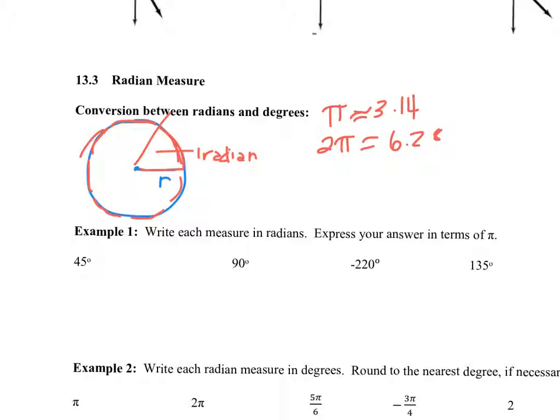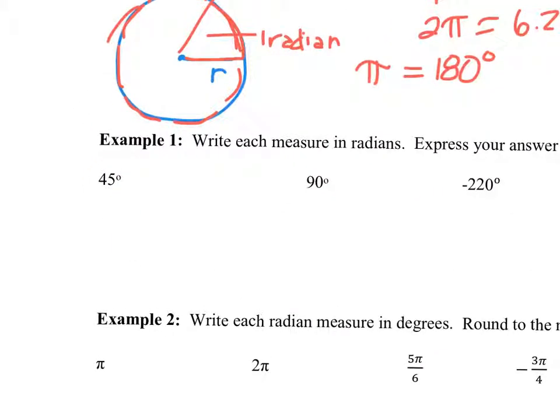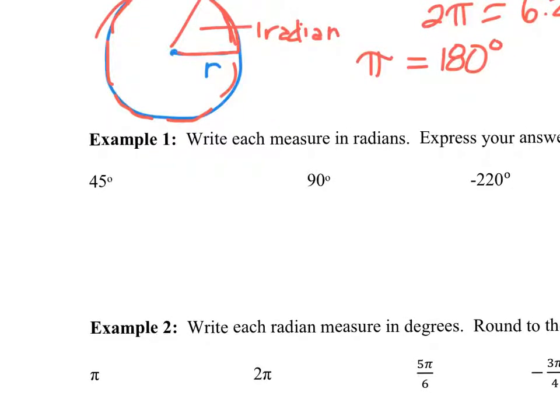To convert between radians and degrees, pi radians equals 180 degrees. I'm going to use this ratio when I'm converting. If this is in degrees to radians, write each measure in radians. What I'm going to do is multiply by pi over 180 because pi radians is equal to 180 degrees. So I'm going to divide the 45 by 180 and reduce that. 45 goes into 180 4 times. So this is 1/4 pi. I'm going to write this as pi over 4.